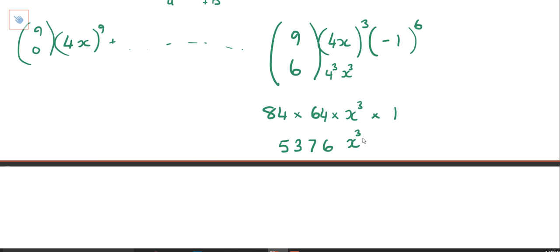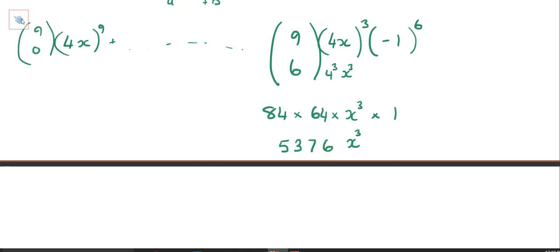Right? And the coefficient is not just the 9, 6. Do you see? If I asked you for only the coefficient of the x cubed term, you might say, oh, well, that's 9, 6, therefore it's 84. But it's not. It's 84 times the 4 cubed, which has an impact. Okay? Alright. Now, does that make sense?